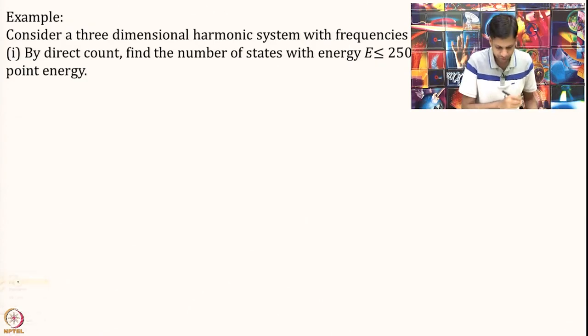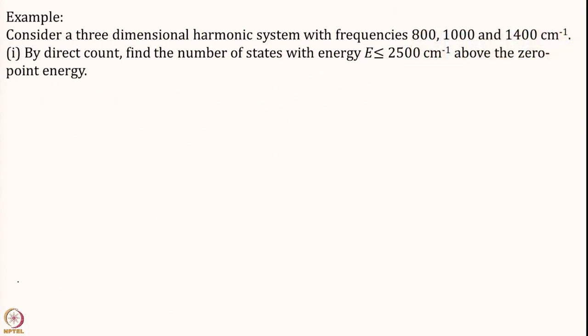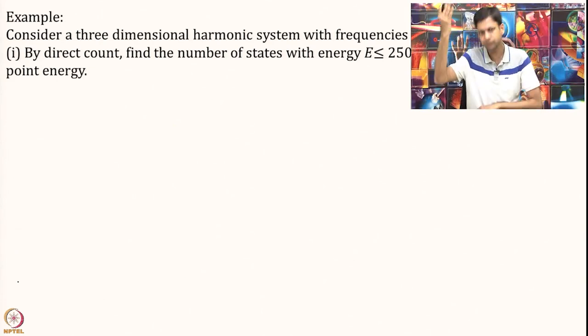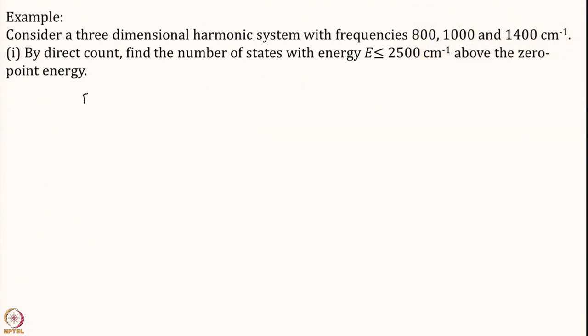So, the question statement is that we have, let us say, only 3 oscillators with frequencies 800, 1000 and 1400 wave numbers. Calculate the total number of states with energy less than or equal to 2500 wave numbers above the 0 point energy. So, let us exclude the 0 point energy. Okay, so, 2500 wave numbers above the 0 point energy. So, my energy is going to be h bar omega 1 plus h bar omega 2, I am sorry, I have forgotten my n 1s.